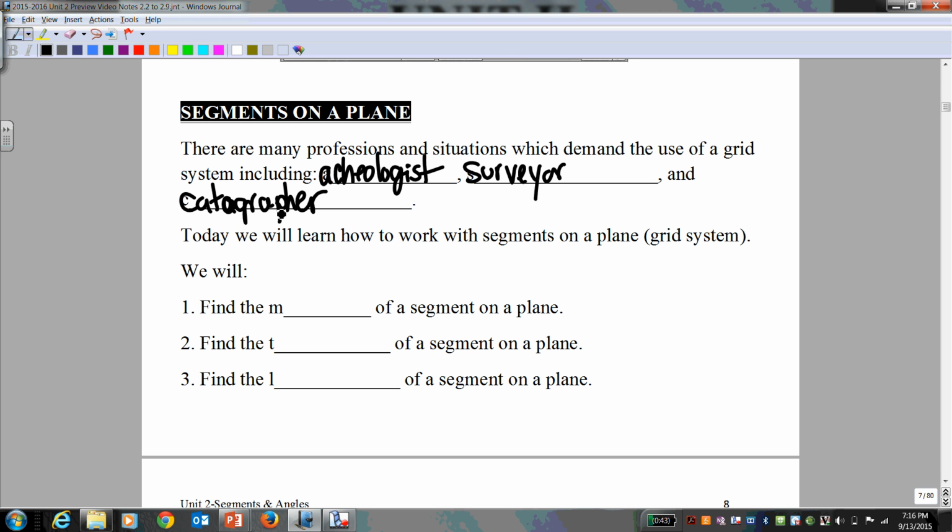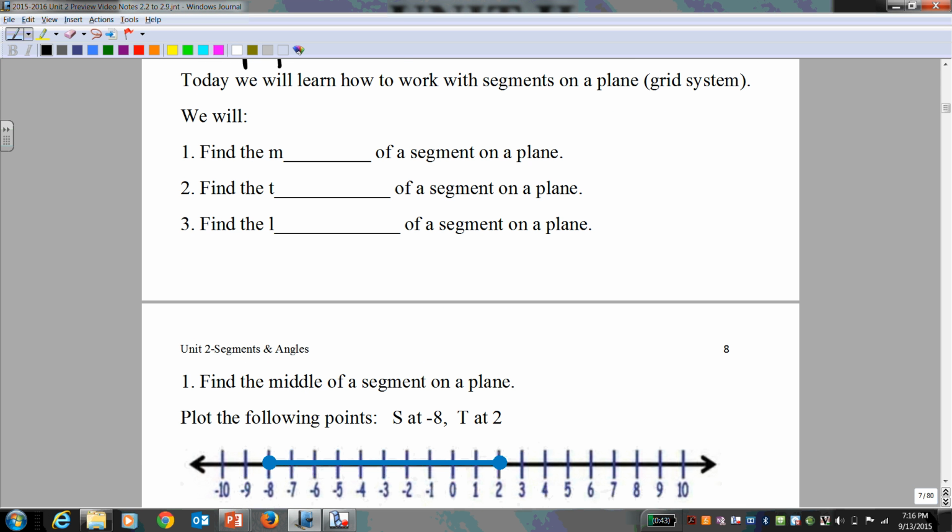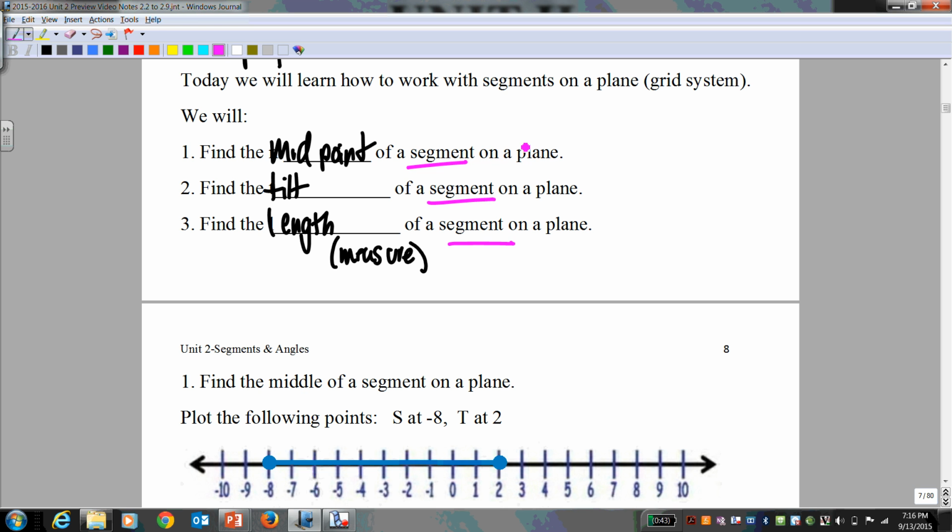In today's lesson, we're going to be doing 3 things with segments on a plane. The first thing we're going to learn is how to find the measure of a segment on a plane. Actually, that's not measure, that's the third one. Excuse me there. Midpoint is the first thing. Length or measure goes down here. And then the tilt of a segment on the plane. So all 3 of these, finding midpoint, tilt, and length, are all different things we can do with a segment on a plane.